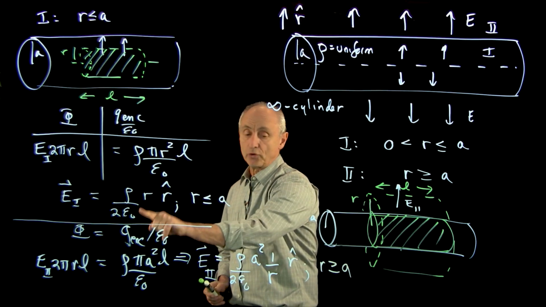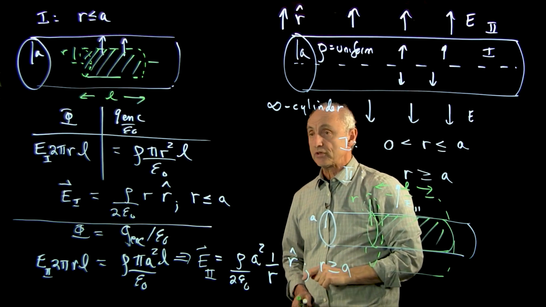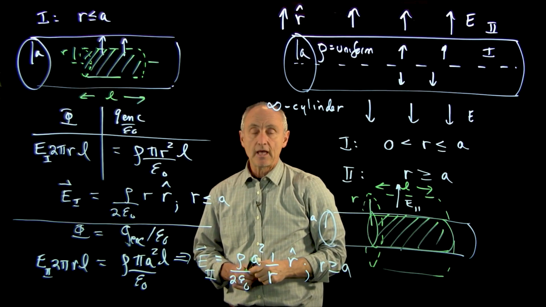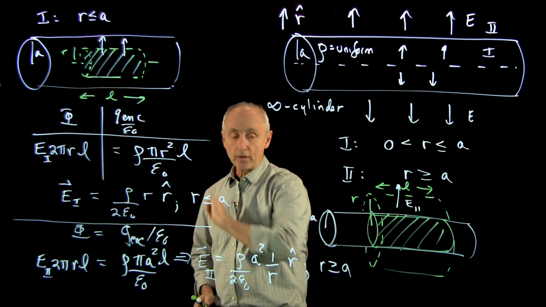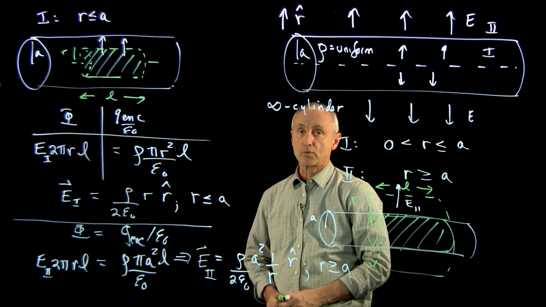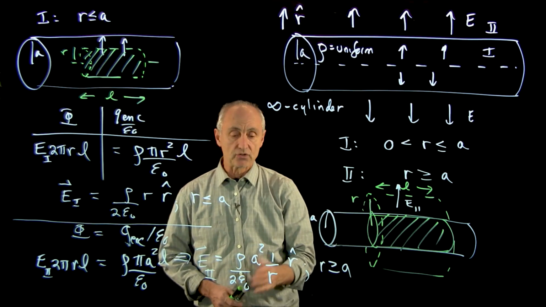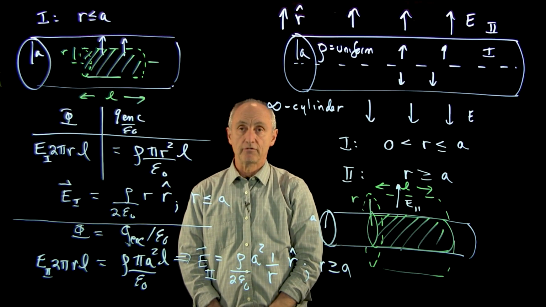Now, if you substituted a into both of these results, you can see you would have the same electric field on the surface. So that's good. And what we see is inside, the field grew like r, and outside, the field goes down like 1 over r. And as a simple exercise, you should try to make a graph of this radial component of the electric field.